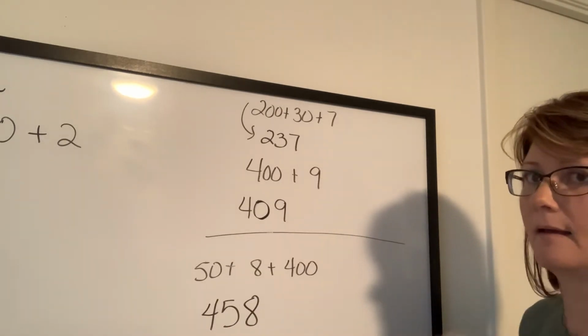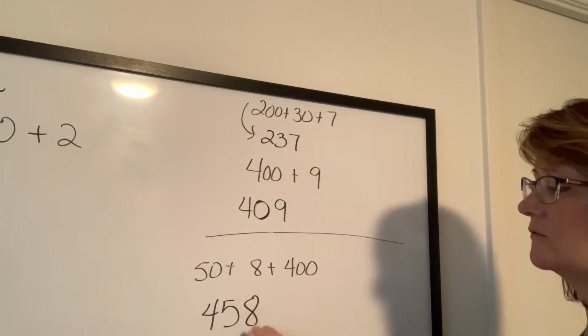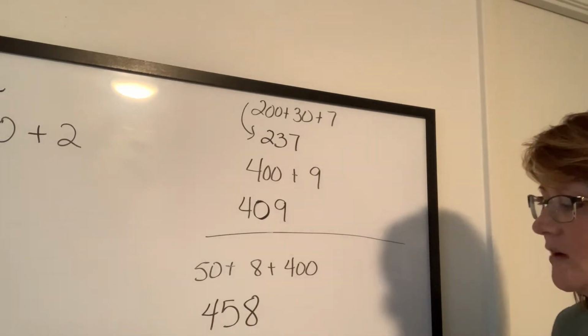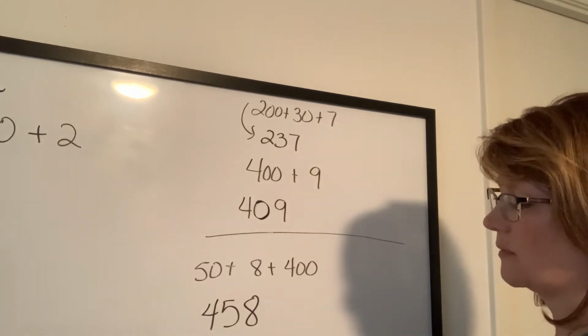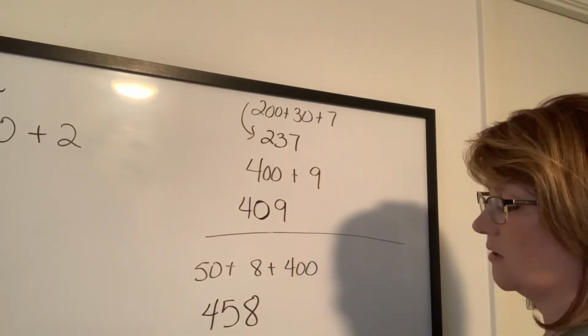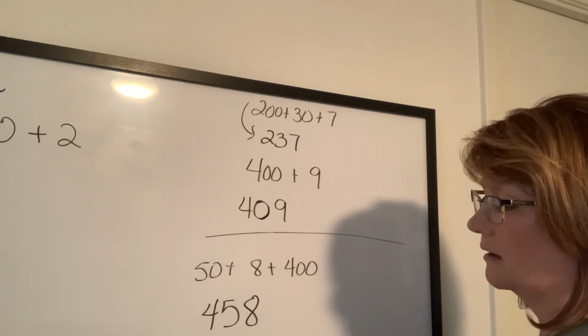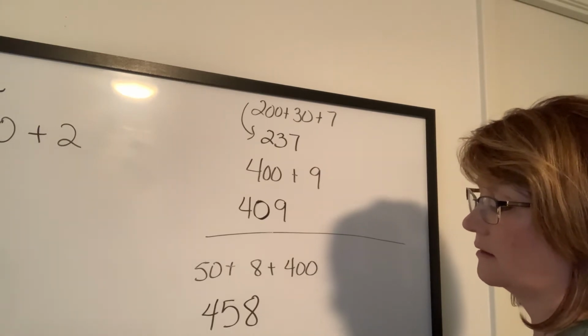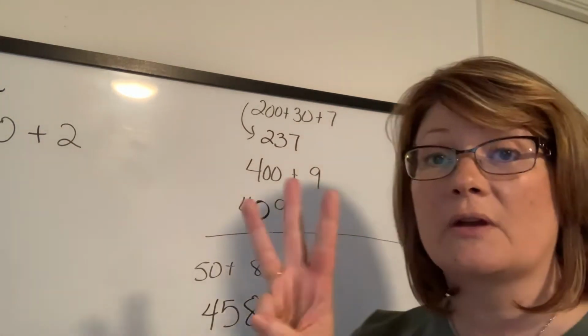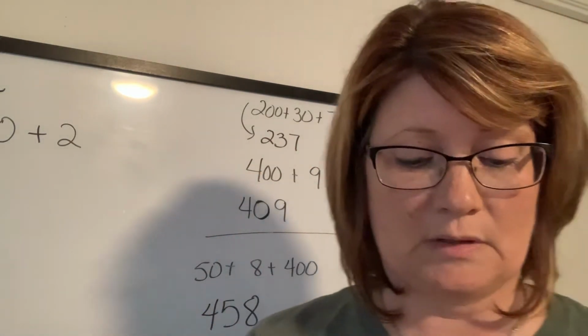Remember, we don't say and in there. 458. And then down here we have our 7 plus 500 plus 90. So I'm gonna start with my hundreds. I have 5 of them. And how many tens do I have? 9, and then my 7, 597.